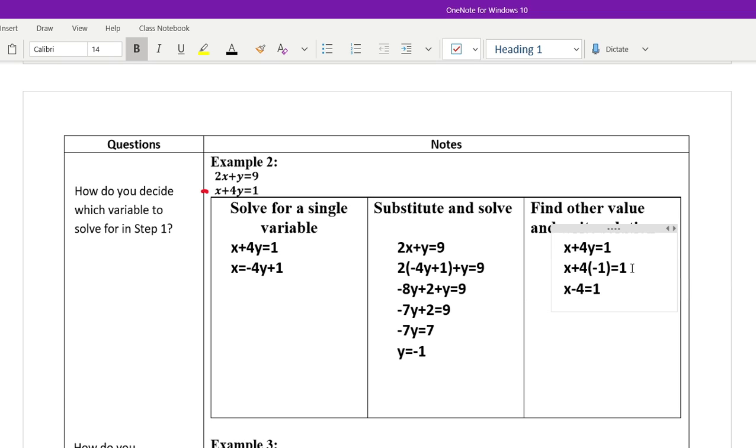And then my last step, adding 4 to both sides to get x equals 5. Now I have a y value and an x value. If I were to plug this into both of these equations, it would come out to be true statements. So to show my answer, the solution is 5, -1.